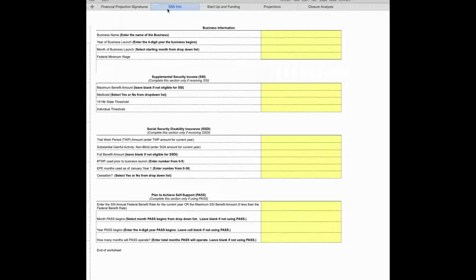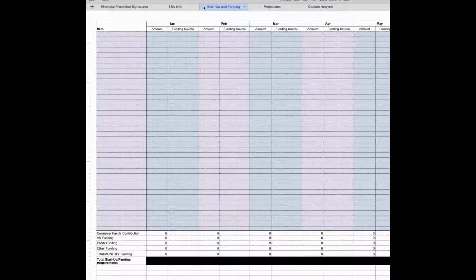The SSA Info tab, where all relevant Social Security benefits information are entered. The Startup and Funding tab, identifying the total startup requirements for the business.